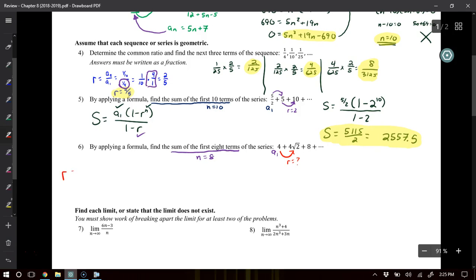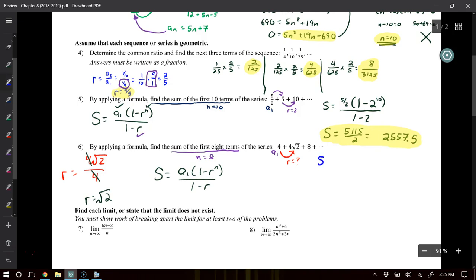So remember, your ratio is any term, I'll do the second term, divided by the previous. So in this case, the 4 cancel out. My ratio is square root of 2. So if I think about my formula, S equals, I know A1, I now know my ratio, I know n. I think I have everything I need. So I'm going to plug it all in.